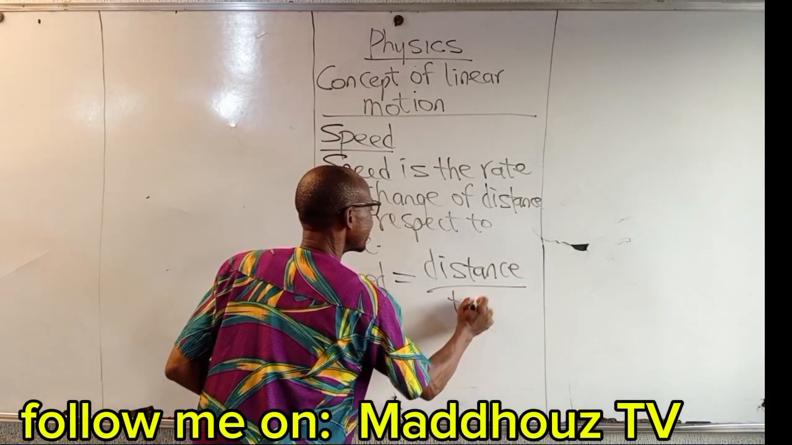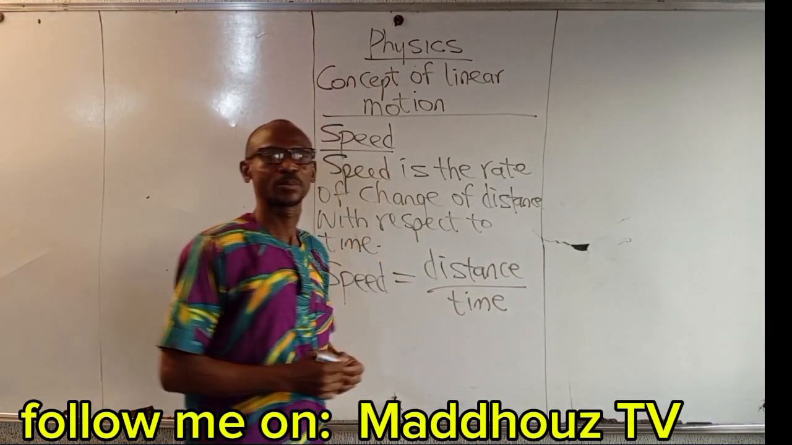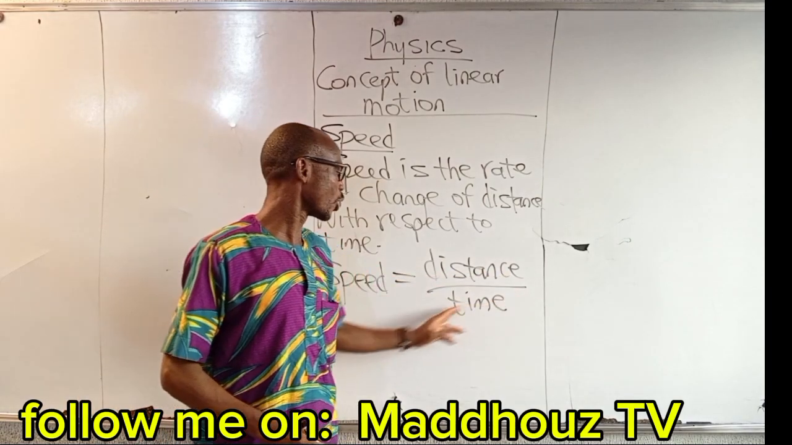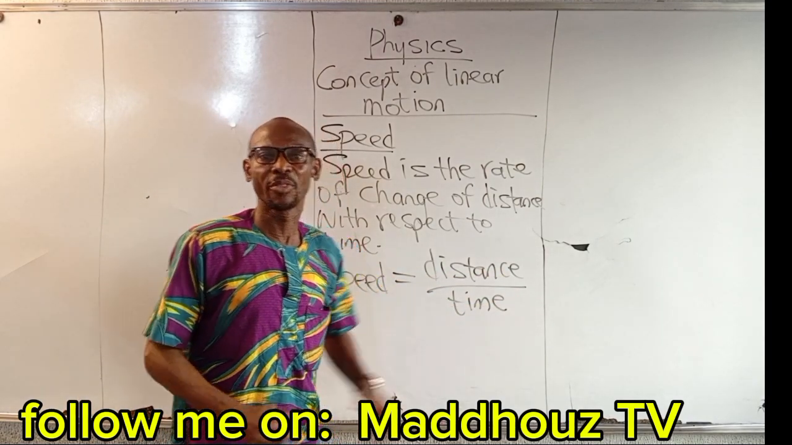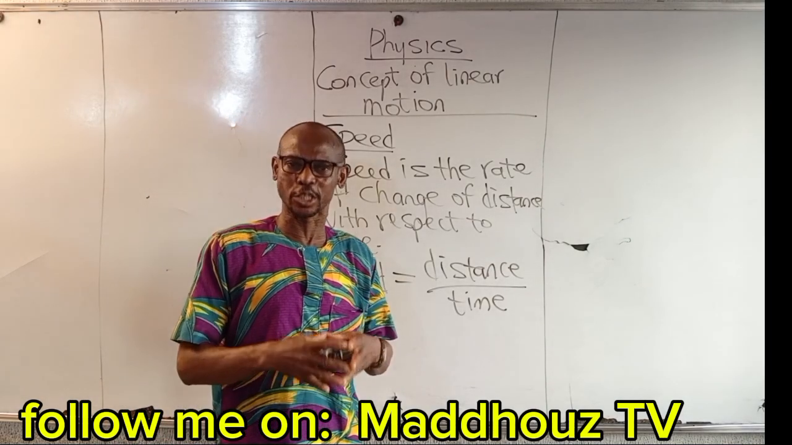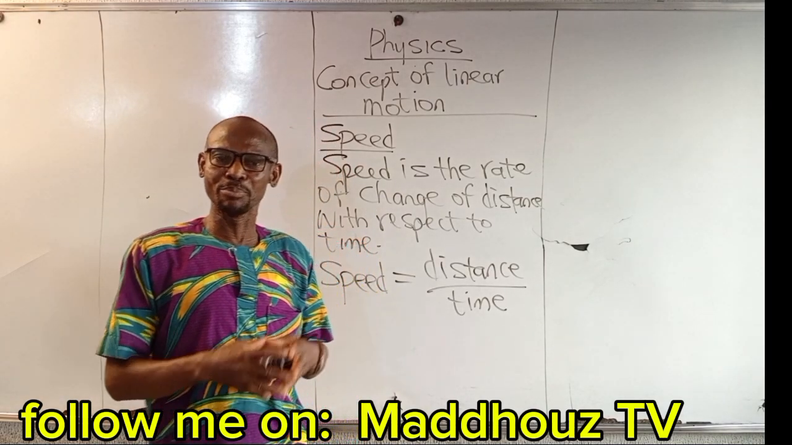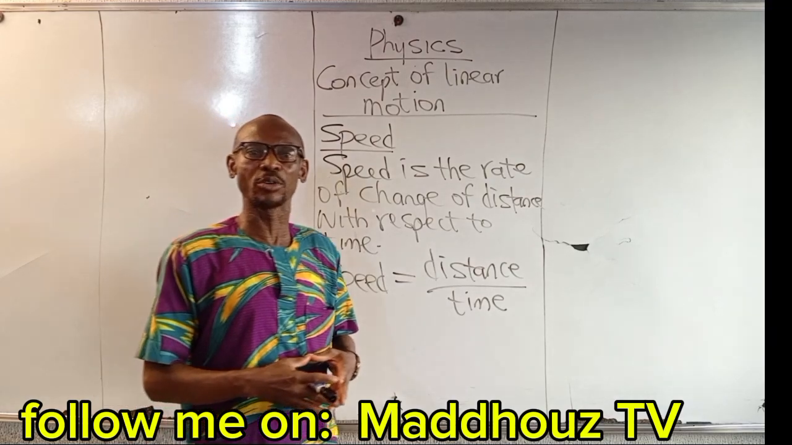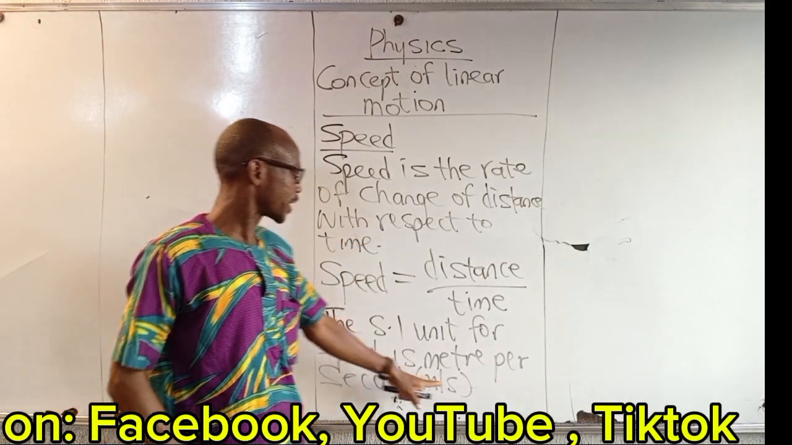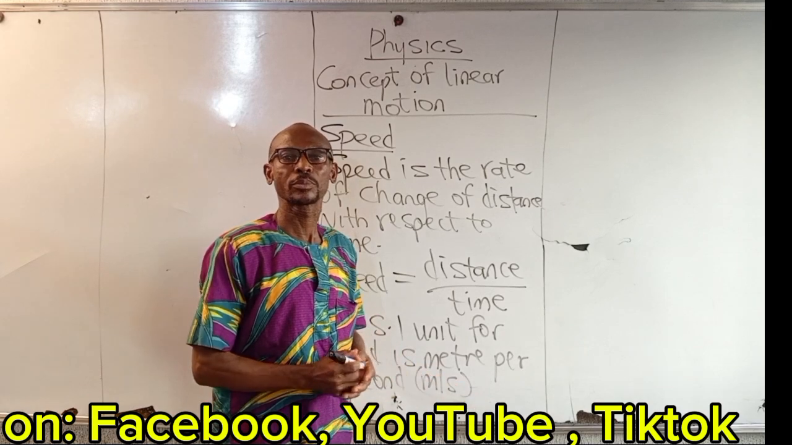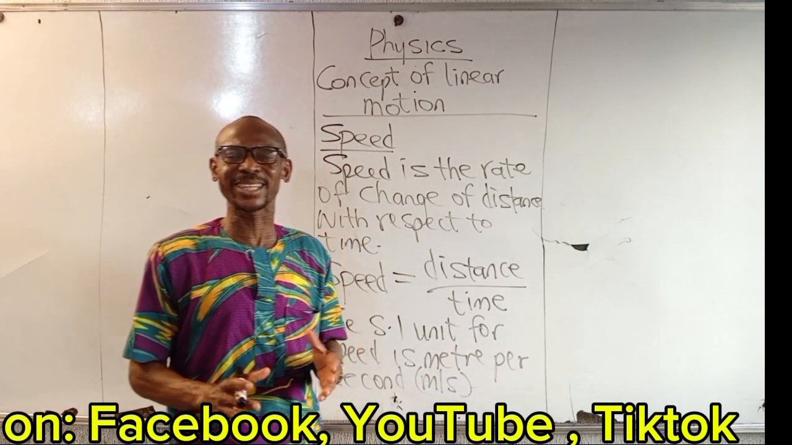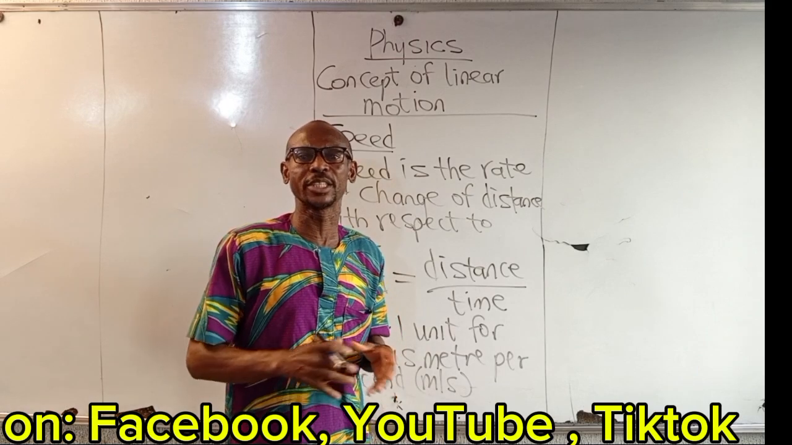all over the time taken. So speed is equal to distance all over time taken. The SI unit for speed is meter per second. So we say that the SI unit for speed is meter per second. Speed is regarded as a scalar quantity.